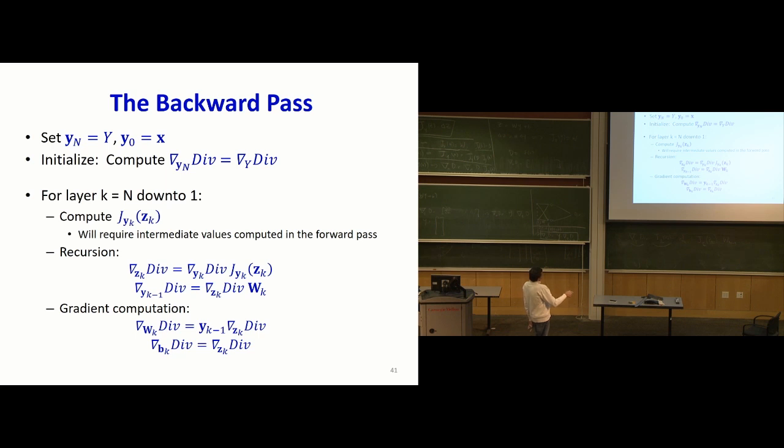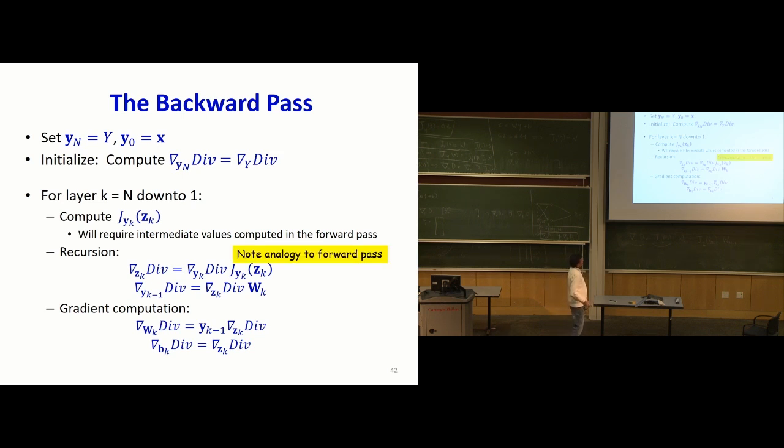From this guy, I compute this guy by post-multiplying by a Jacobian. From this guy, I compute this guy by post-multiplying by a weight. I can roll my way backwards. Along the way, at each step, I can also compute the derivative of the divergence with respect to each weights matrix, which is going to be the product of the y before the weights matrix and the derivative of the divergence with respect to the z value after the weights matrix, and also the derivative of the divergence with respect to the biases, which is going to be simply the gradient of the divergence with respect to the z's. So you can compute this little operation over here as the entire backward pass, and this is how you would compute the derivative of the divergence with respect to all the parameters of the network for a single input.